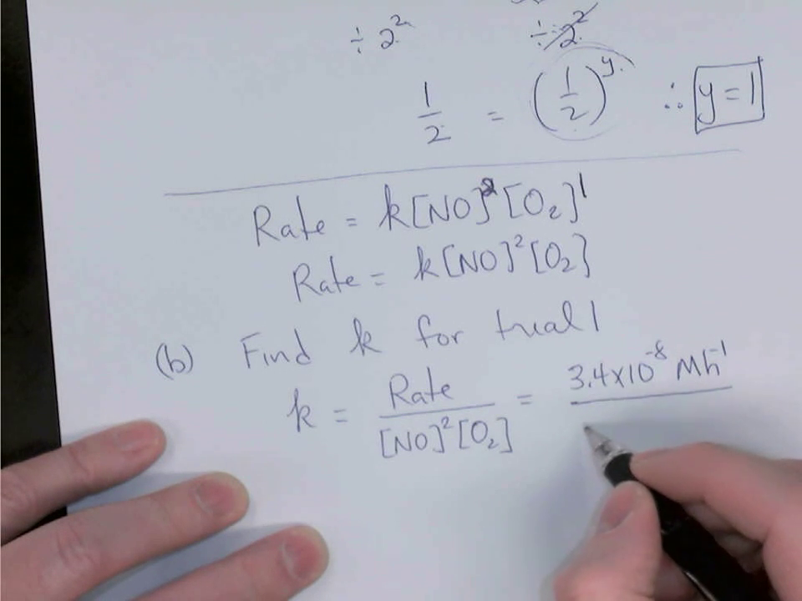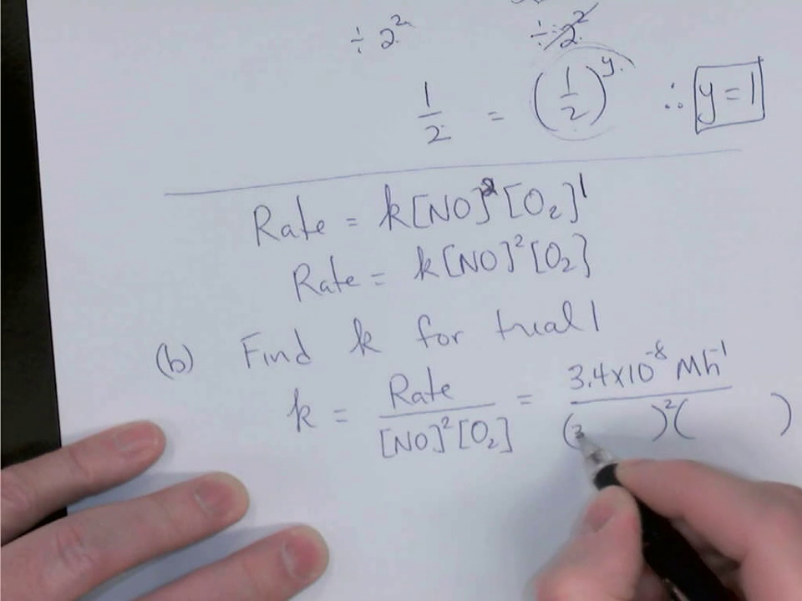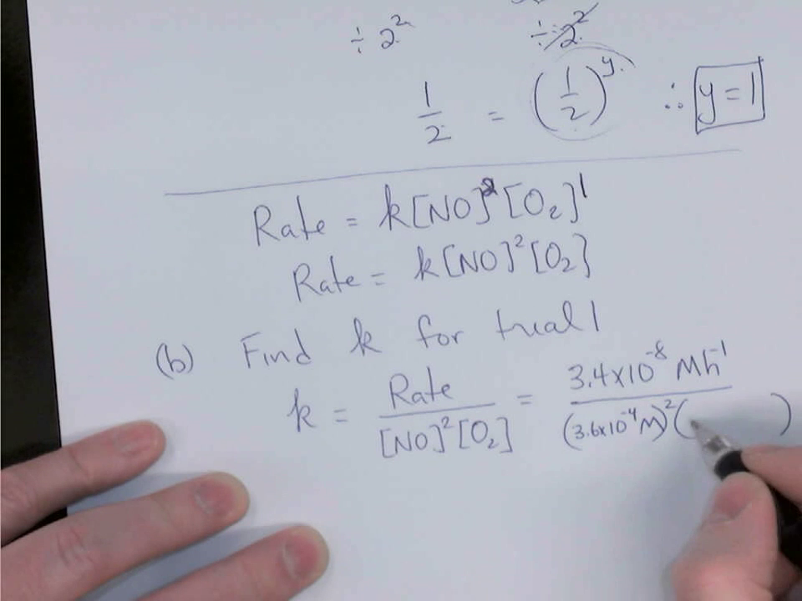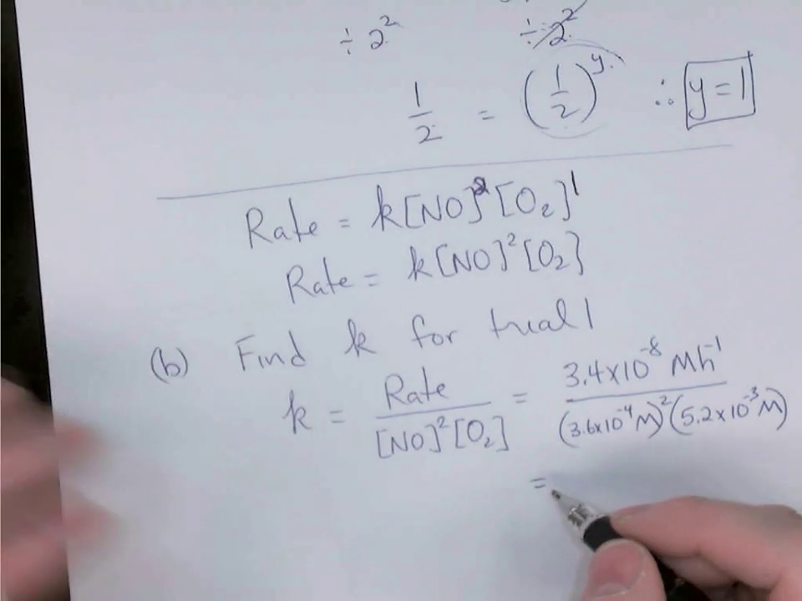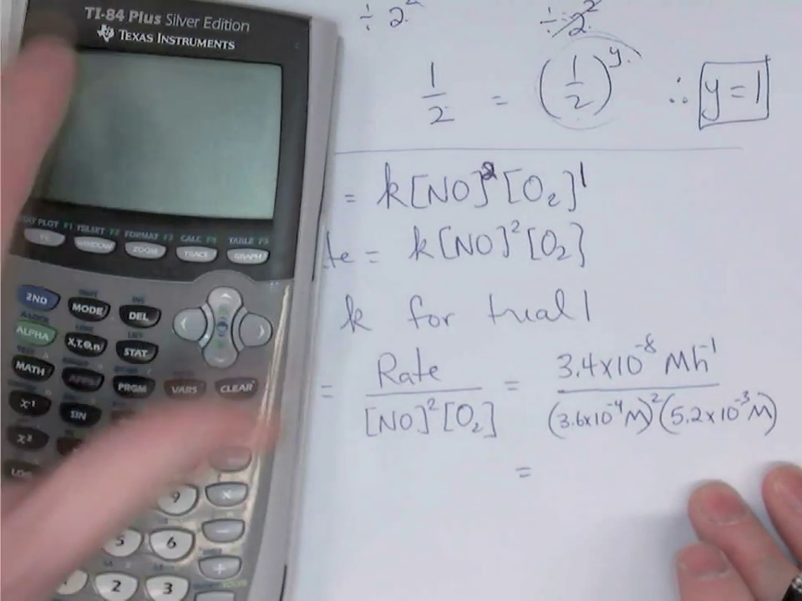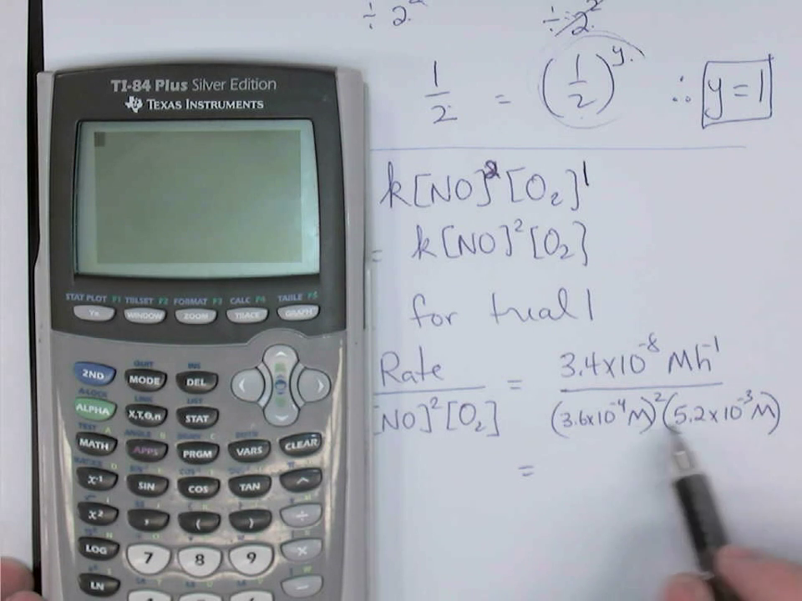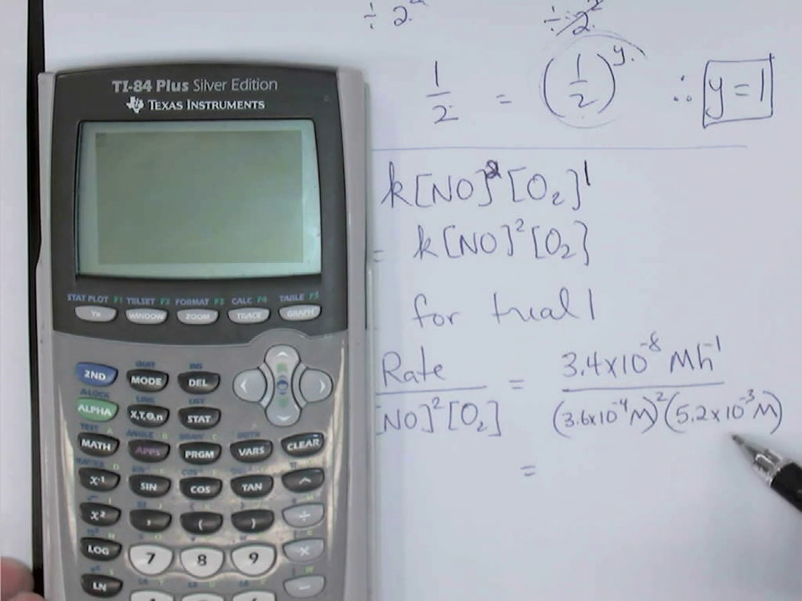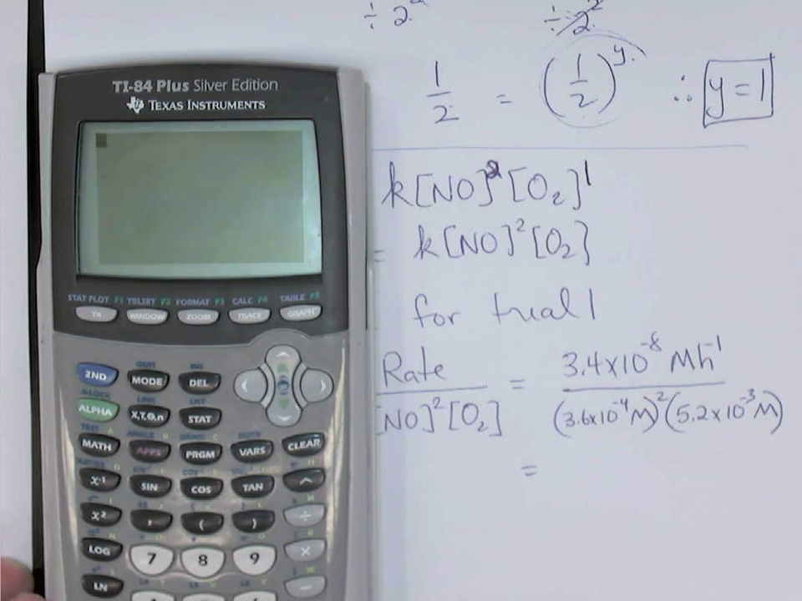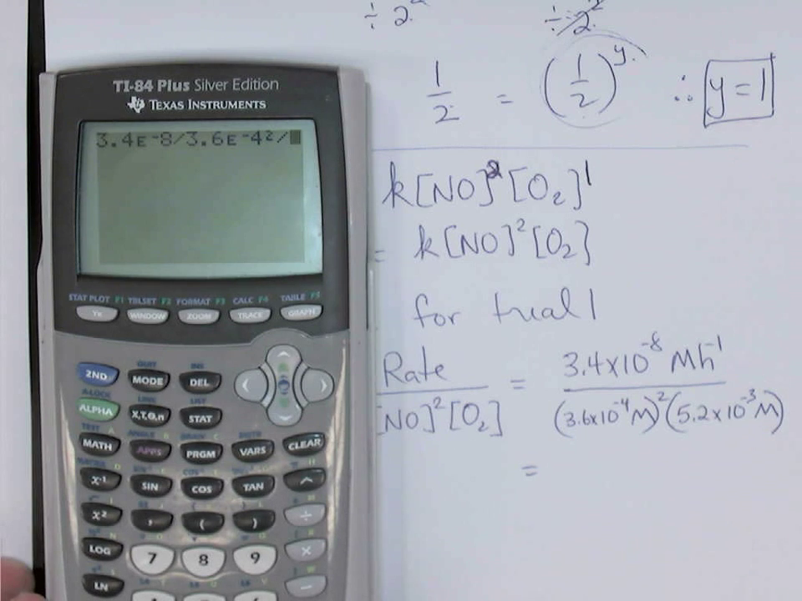So on the bottom, we have to have NO's concentration squared and O2's concentration. So from trial 1, 3.6 times 10 to the minus 4 molarity, and on the O2 concentration, 5.2 times 10 to the minus 3 molarity. Grabbing our calculator, we can divide this in a couple of ways. I'll show you the way I like to do it on my calculator. Whenever I have things like this on the bottom that are multiplying, I like to divide twice. I'm going to take the numerator and divide first by this term and then by this term. That's because they're multiplying on the bottom. So let's try that. 3.4 times 10 to the minus 8 divided by 3.6 times 10 to the minus 4 squared, and then also divided by 5.2 times 10 to the minus 3.